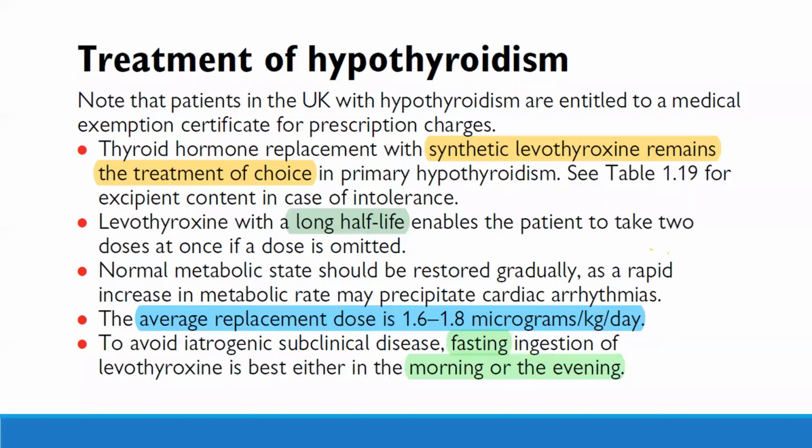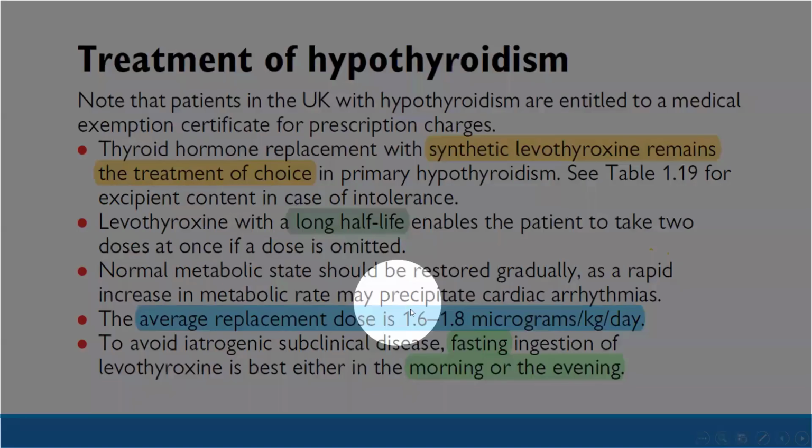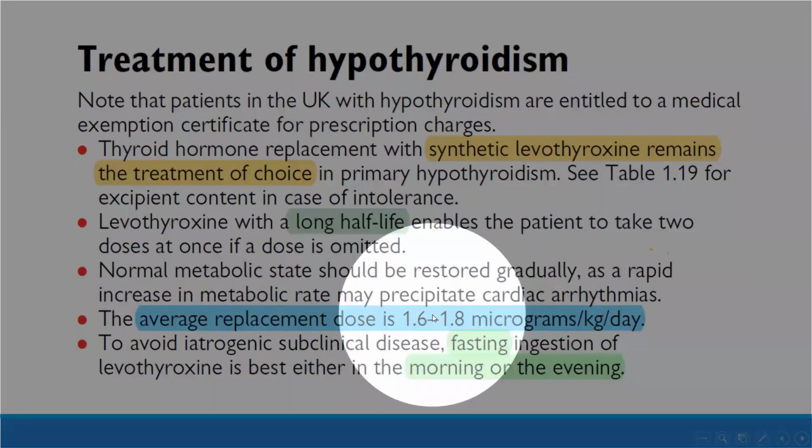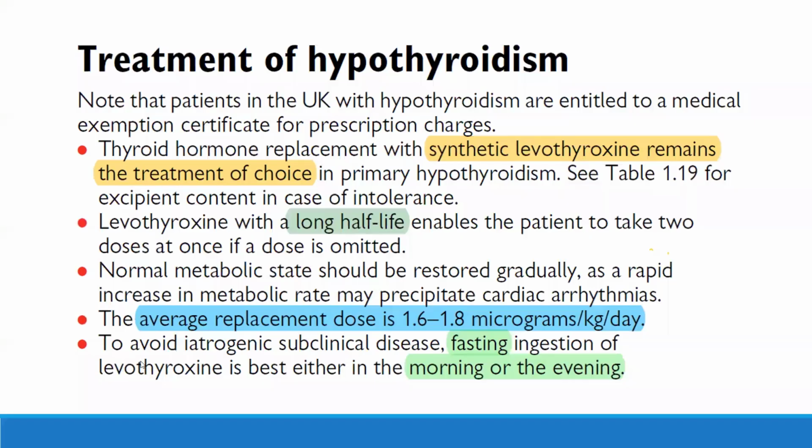For the replacement dose in the management of overt hypothyroidism, it is usually between 1.6 to 1.8 microgram per kilogram per day. So don't forget this number, 1.6 microgram per kilogram per day. To avoid iatrogenic subclinical disease, fasting ingestion of levothyroxine is best either in the morning or evening, and I will cover this issue later. The timing of levothyroxine is very important, but all of you should know the dosage of replacement therapy is 1.6 microgram per kilogram per day.